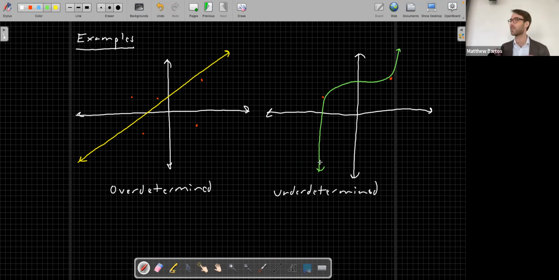Okay, so this stuff does have applications to control. I just want to make sure you have the theoretical background before we get there. Okay, are there any questions on underdetermined and overdetermined systems of equations? Any questions on the pseudo inverses?